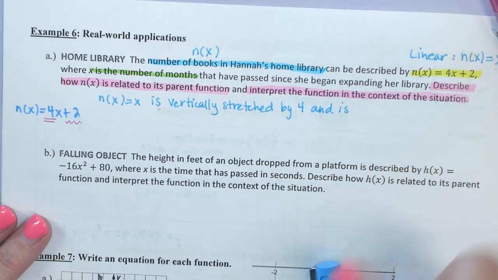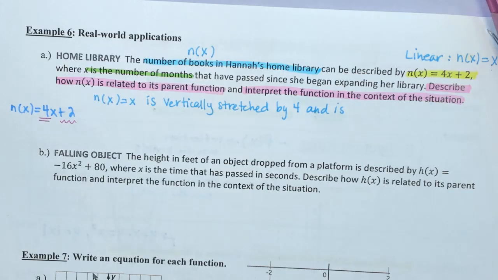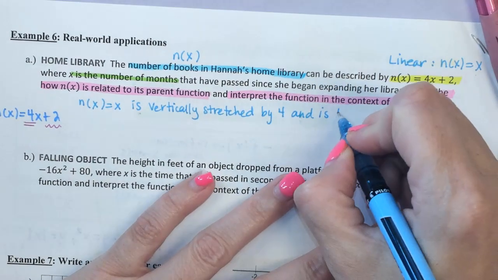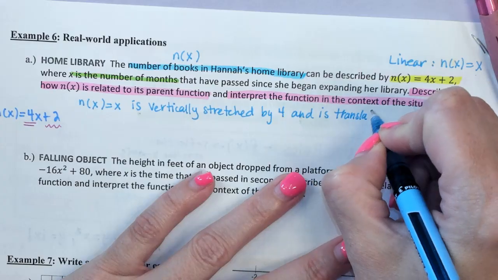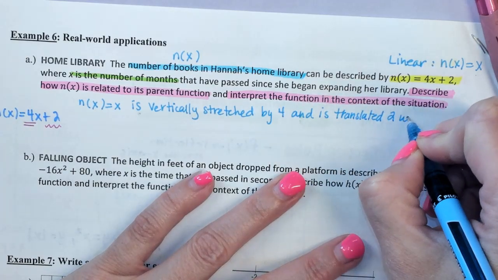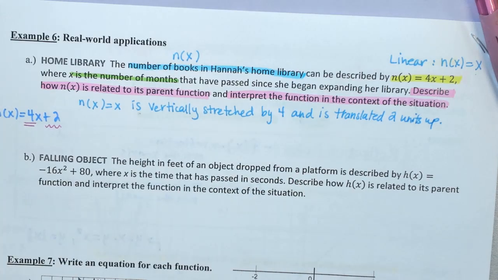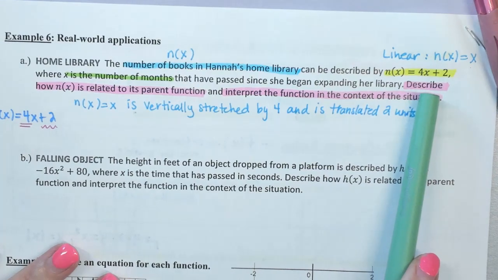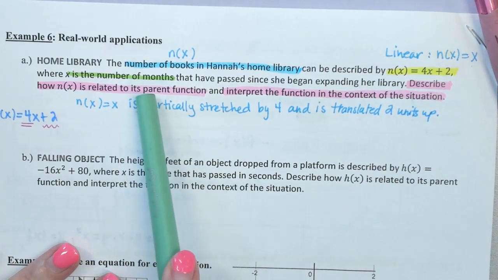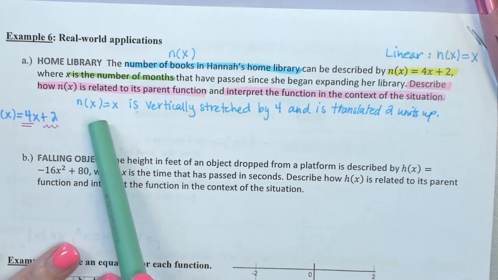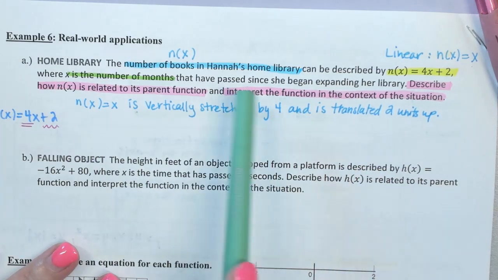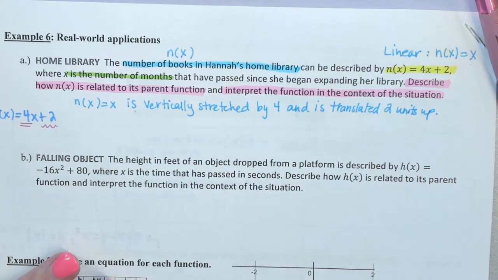Okay, so it's vertically stretched by 4 and is, and then this plus 2 at the end. If it's linear, you're never going to have parentheses. So whatever is added to the end or subtracted is going to be an up or down. So we're going to say is translated 2 units up. Okay, so that's the first part of this question. We have a 2-part question. Describe how it's related to the parent function. So we're identifying the parent function and saying what happened.